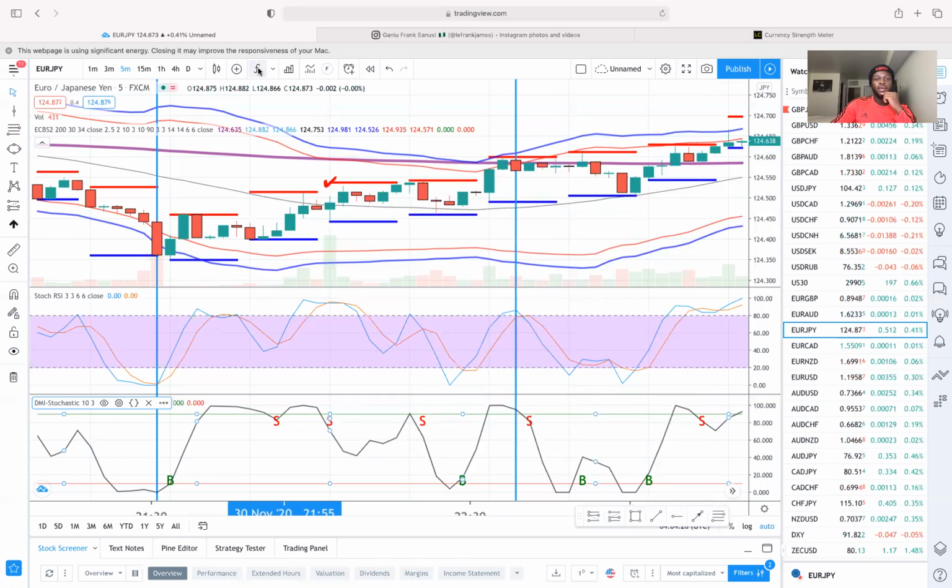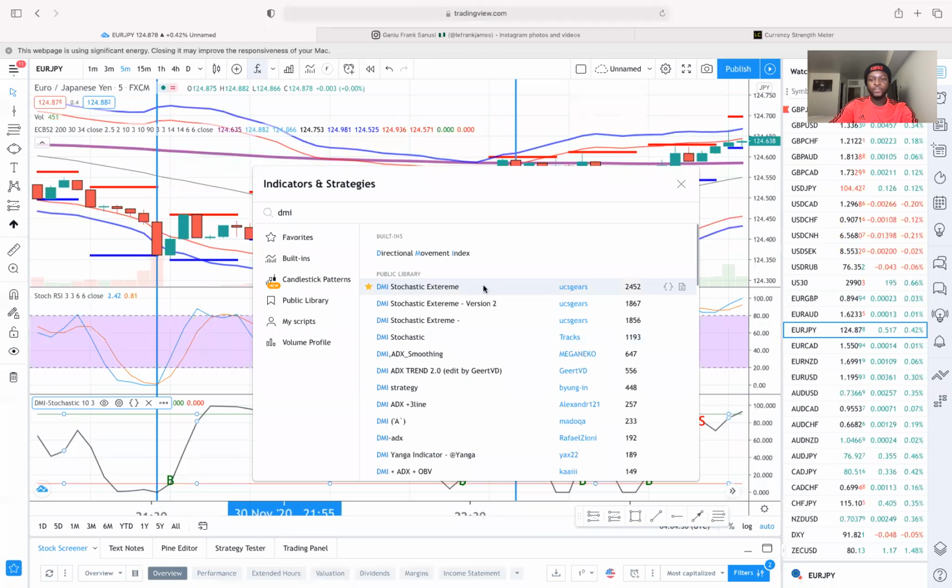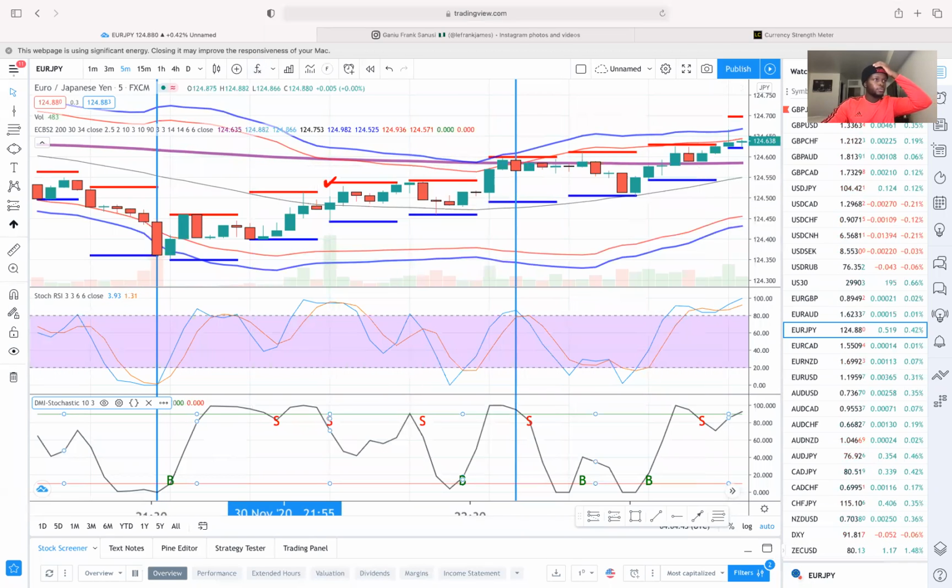So let's do that again. Come to FX, type in DMI, and make sure you're clicking the first one that has the 2452 on the right side. There's a few DMI up here. It's the DMI Stochastic Extreme, the first one. When you type in DMI, it should have the B and the S already. Good question.